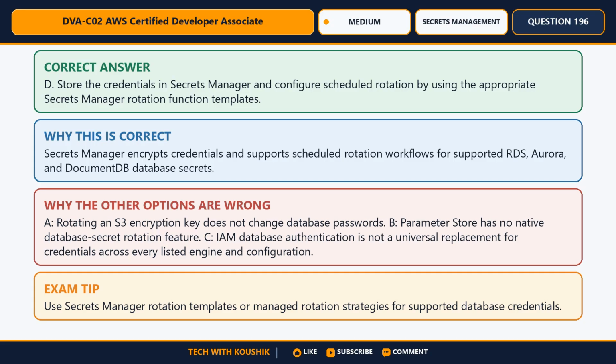Why are the other options not correct? A, rotating an S3 encryption key does not change database passwords. B, Parameter Store has no native database secret rotation feature. C, IAM database authentication is not a universal replacement for credentials across every listed engine and configuration. Exam tip. Use Secrets Manager rotation templates or managed rotation strategies for supported database credentials.